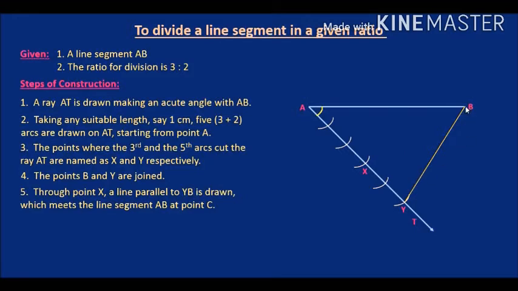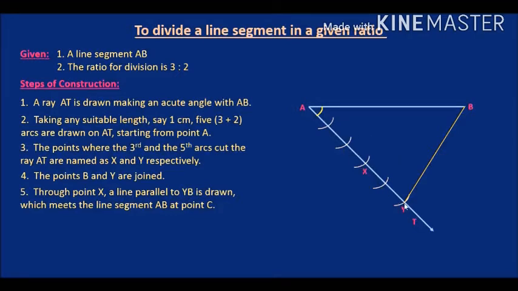Simply, you have to draw the parallel line XC, parallel to your YB or BY. So at the point X, you have to draw the angle which is equal with your angle AYB. Then, taking the same arc length, the two lines XC and YB should be parallel, and they will be parallel.